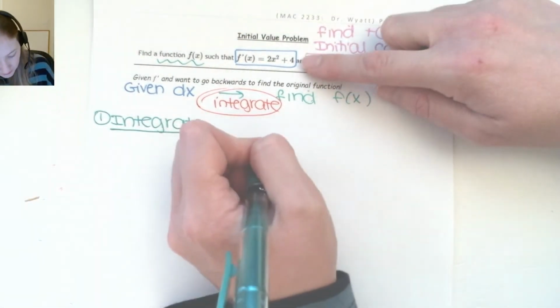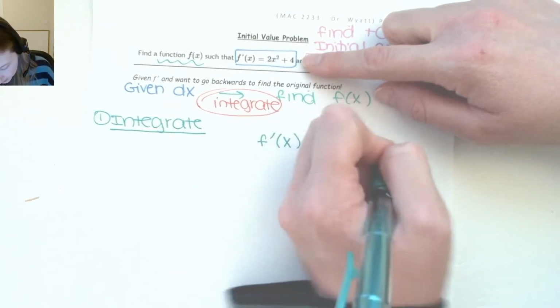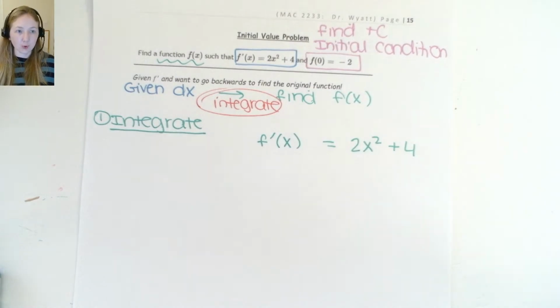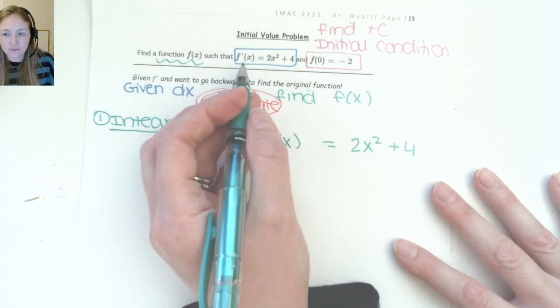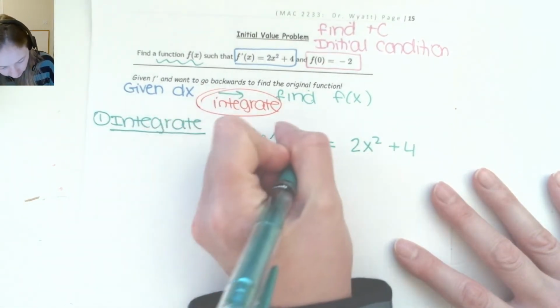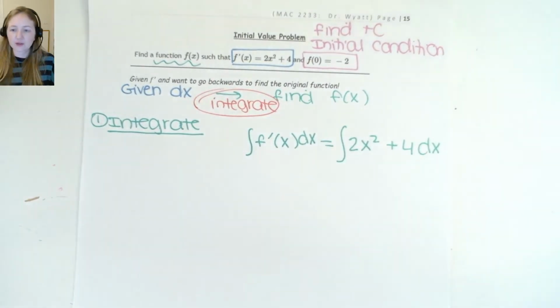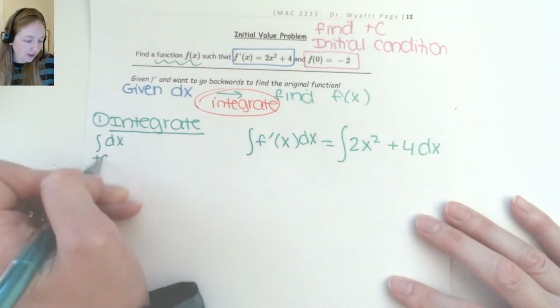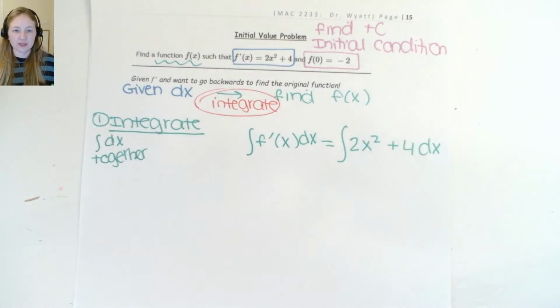So my derivative is given as follows: f prime of x is equal to 2x squared plus 4. Now, what we're going to do is we're going to integrate both sides. So we're going to take that equation and we're going to apply an integral and a dx, an integral and a dx. So both sides are going to get that integral dx bookend expression. Remember, the integral and the dx go together forever. You don't just write some random integral sign, you also put the dx in there.